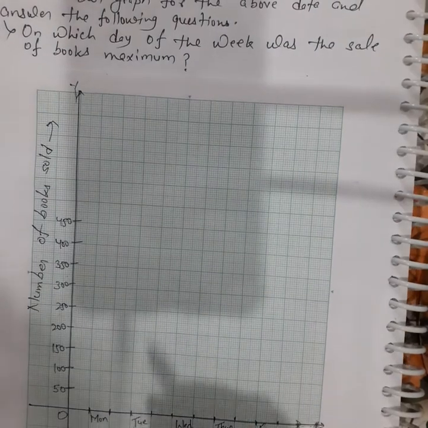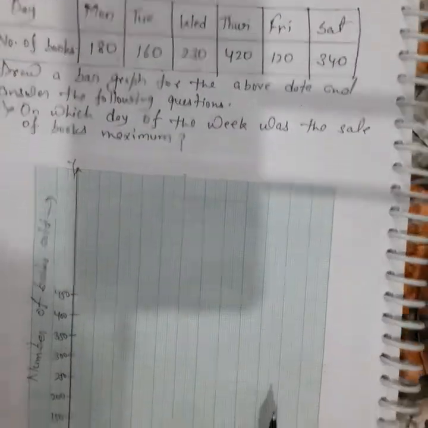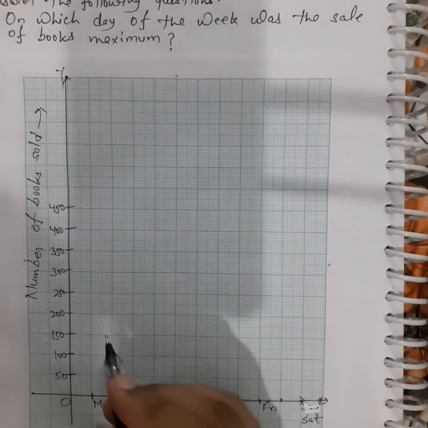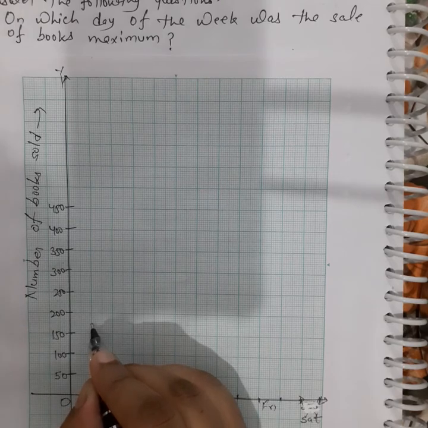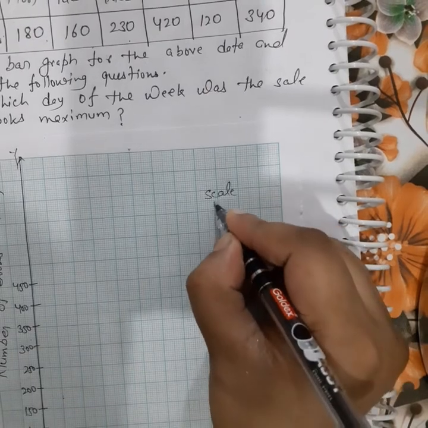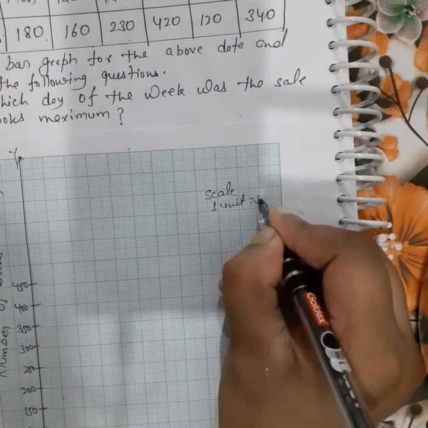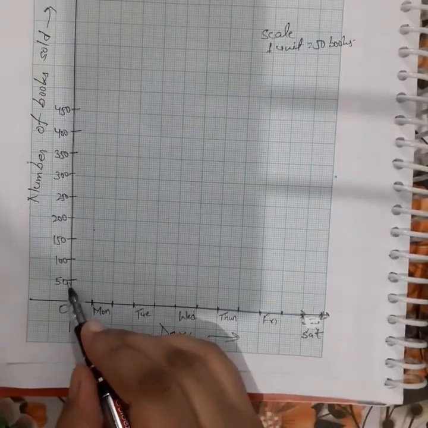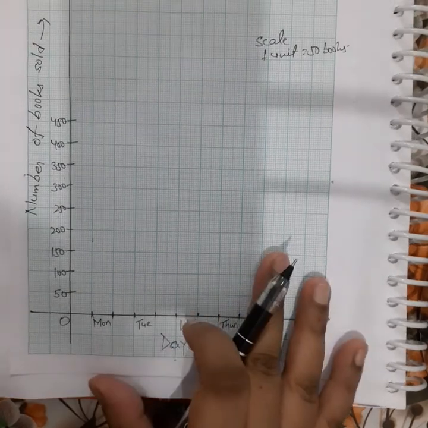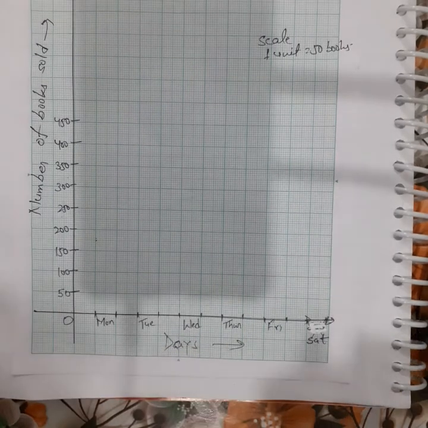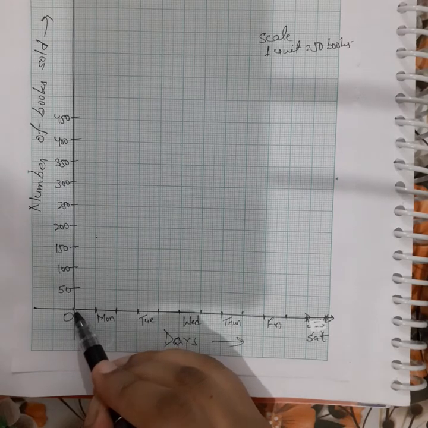So on Monday, how many books were sold? 180. So we have to first mark 180. Here is 150. This is 175. And after that, first we have to write the scale. So what is the scale? 1 unit is equal to 50 books. This is the 1 unit. You can write 1 unit or 1 small division. If you write 1 small division, then you have to write: 1 small division represents 5 books.